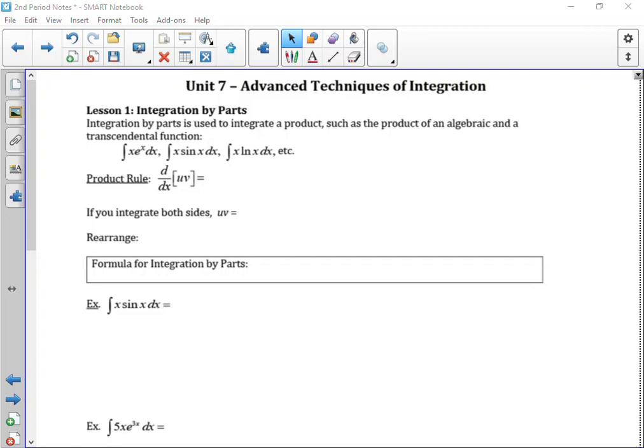Let's do integration by parts, guys. So we are on page, what page are we on? 108. 108. My favorite number.